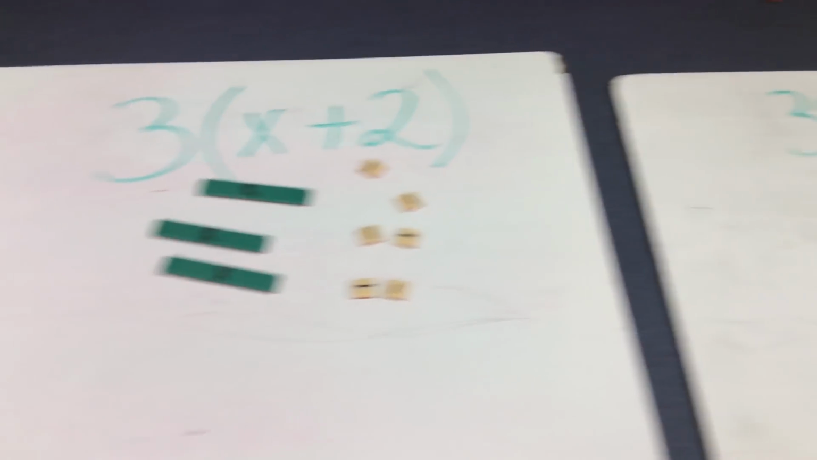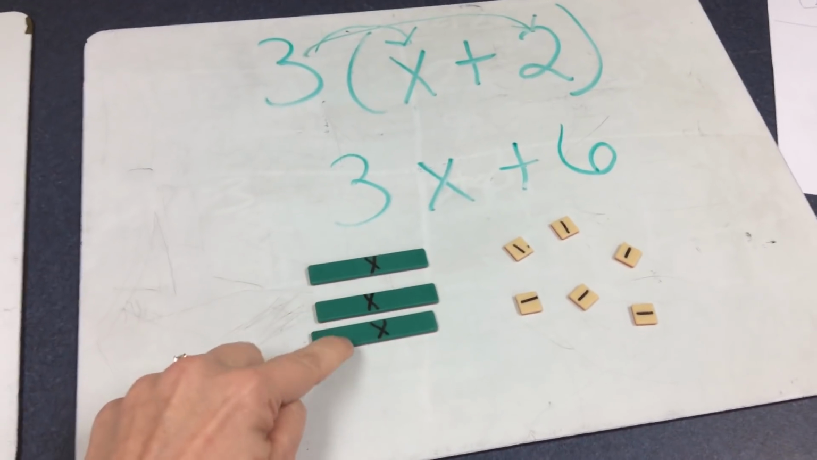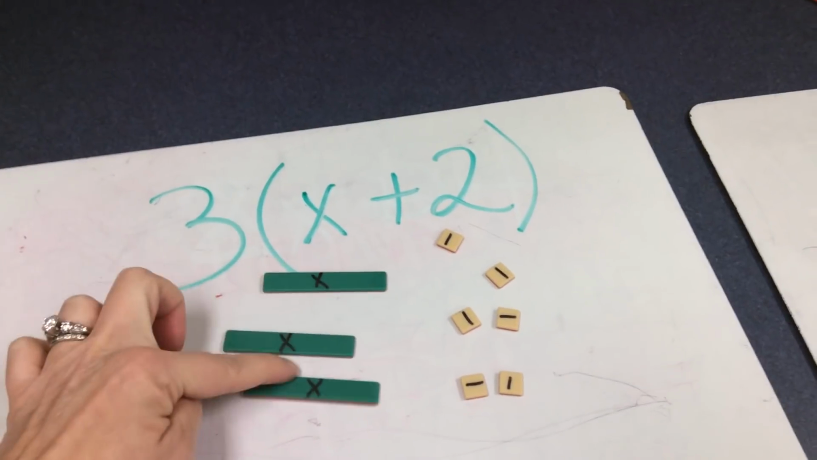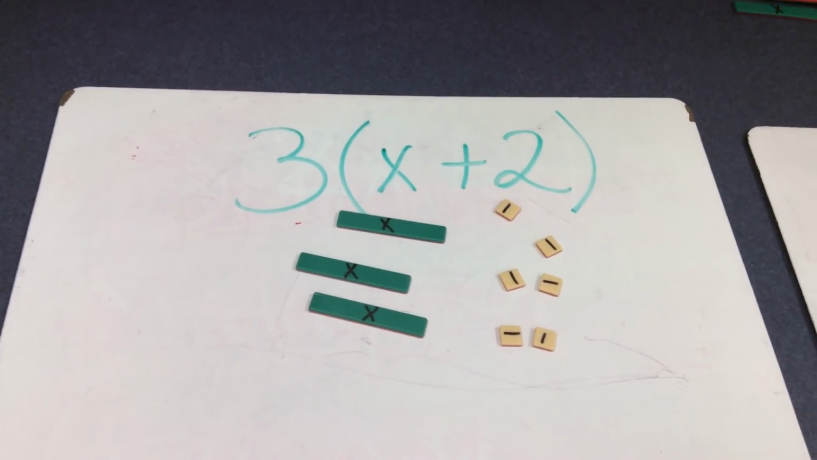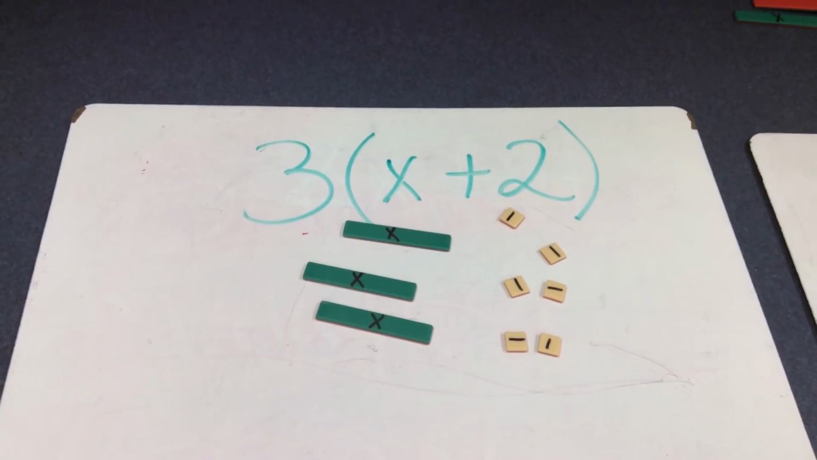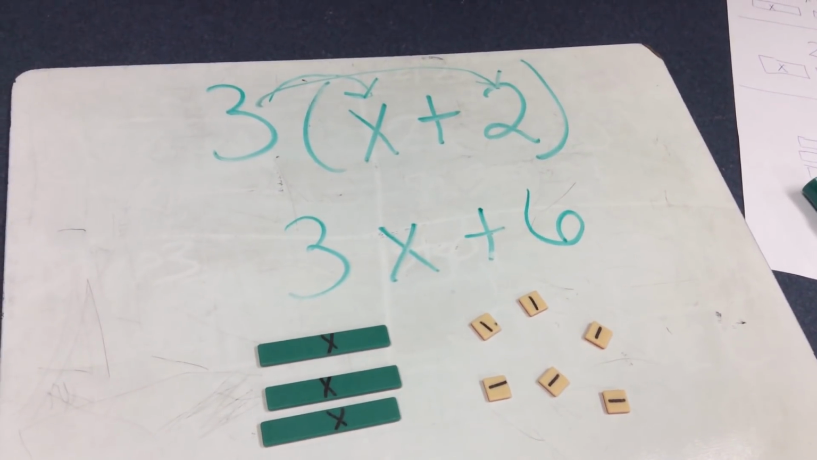Is that equal to that? Sure it is. I have 1, 2, 3 x's, 1, 2, 3 x's, 6 ones over here, 6 ones over here. So whether I do it with just breaking out my parentheses and doing it 3 times, or if I do the distributive property, my model looks the same.